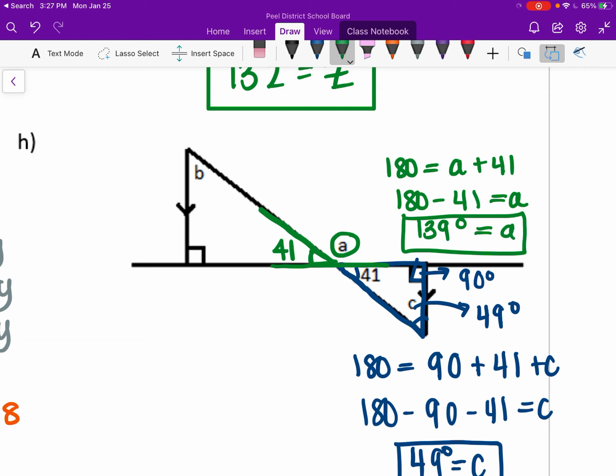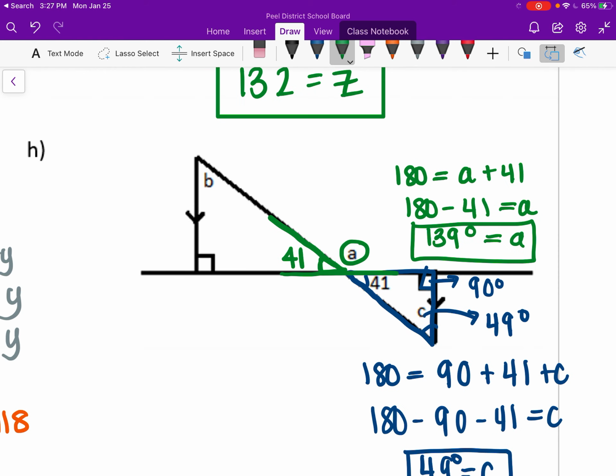Cool? Now, I'm done angle A. I just need to find angle B now. I know that this is 41 degrees over here, this green angle. I know this is 90 degrees because it's a box, right? And I just want to find angle B now. If I want to find angle B, I'm just going to use my interior angles theorem, right? Which means that all the inside angles of a triangle are equal to 180. So 90 plus 41 plus B is going to give me 180.